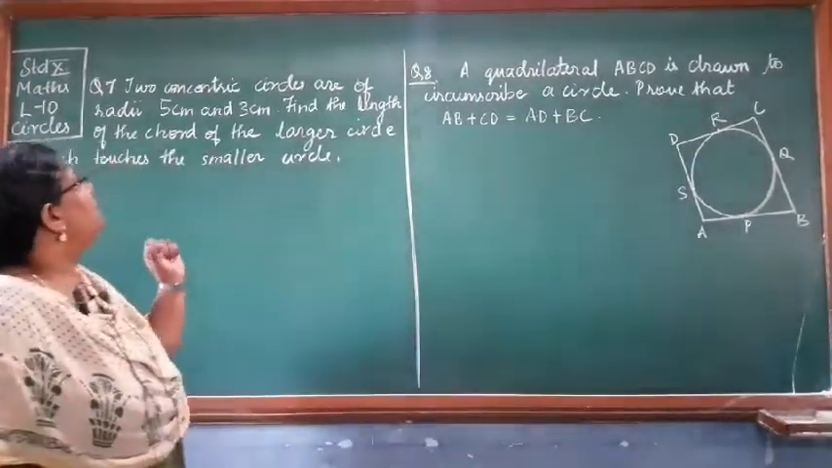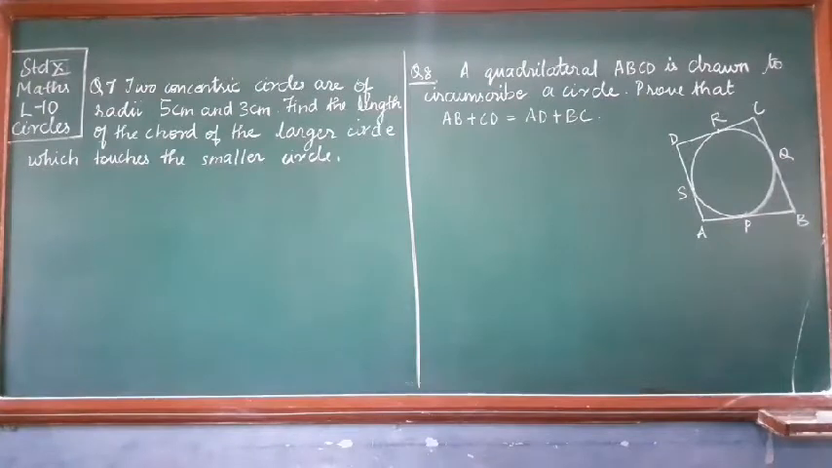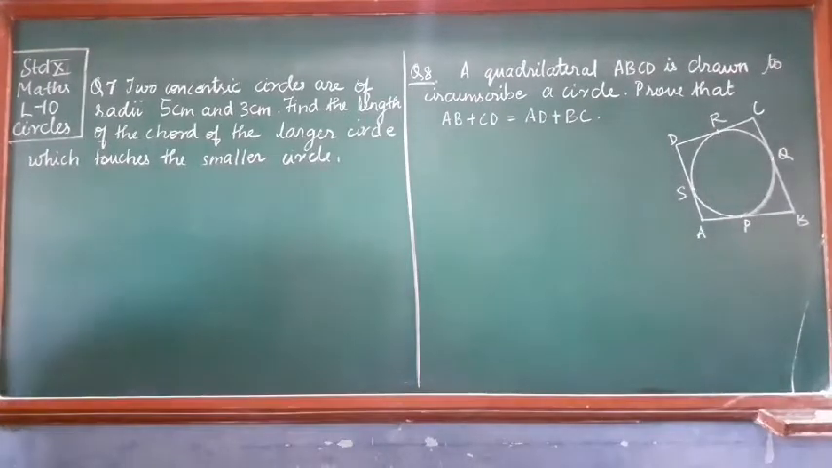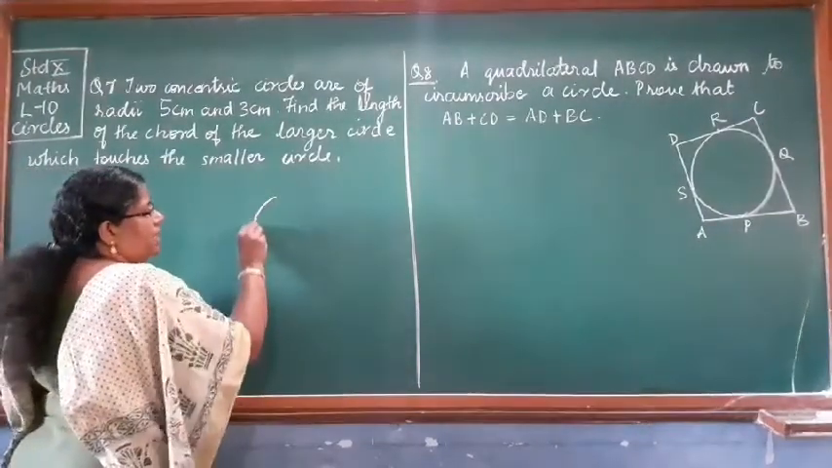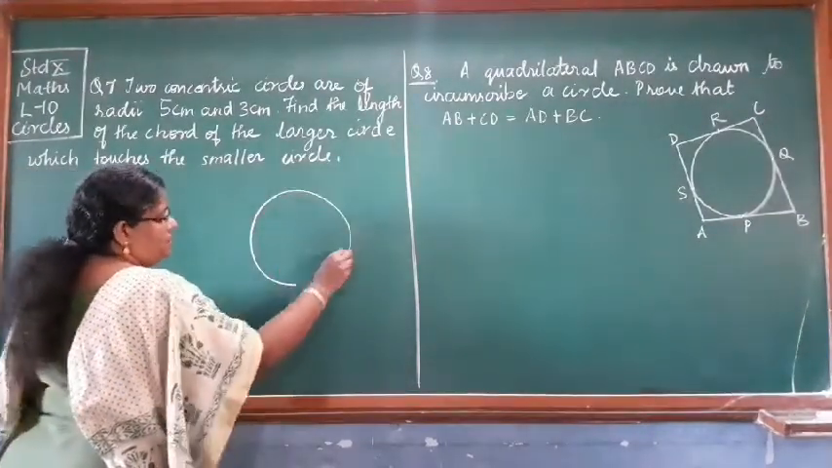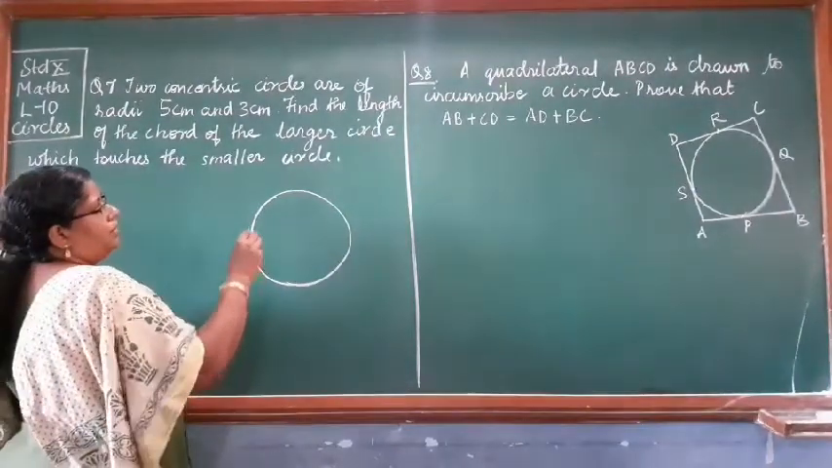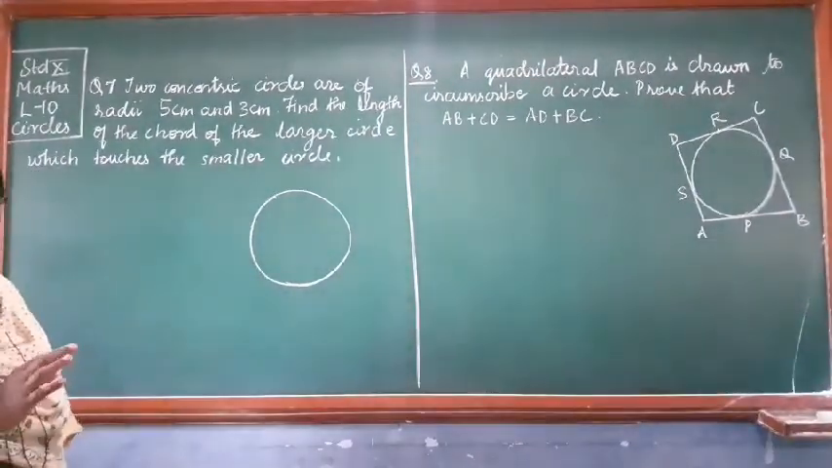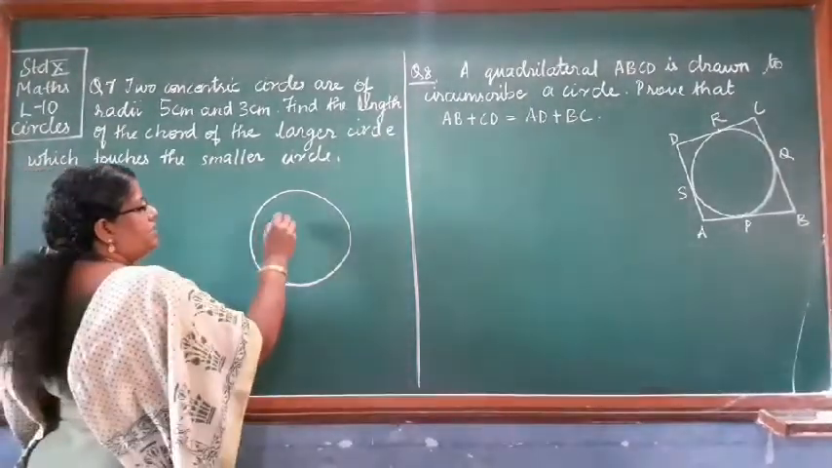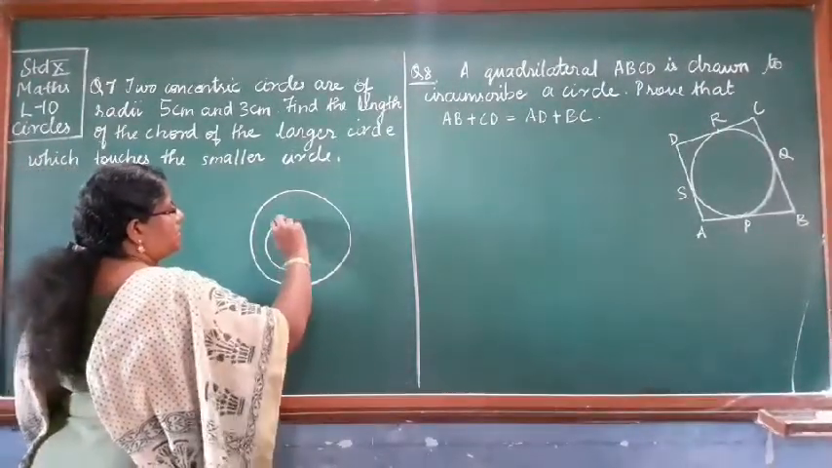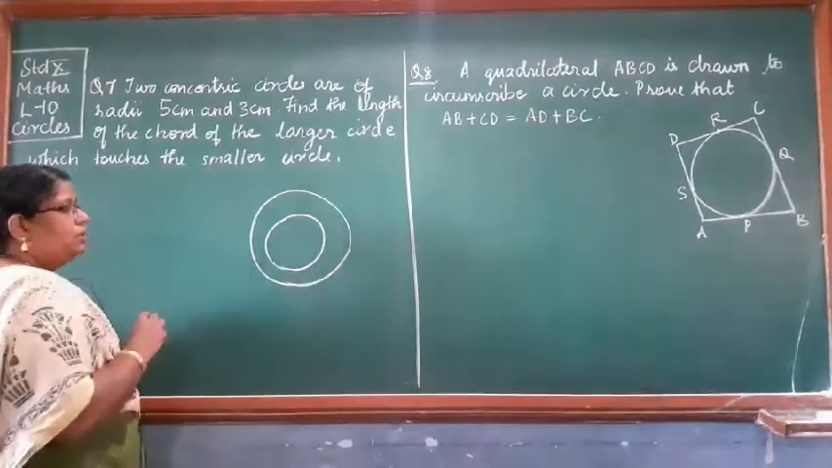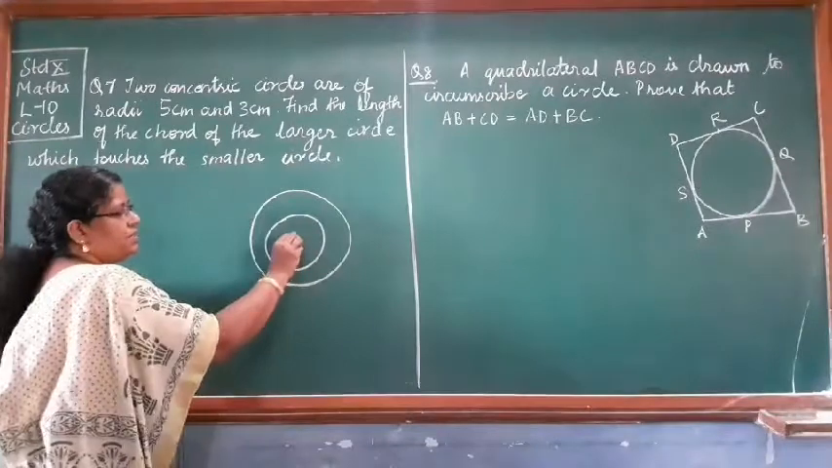Now we come to question number 7. Question number 7 says that two concentric circles are of radius 5 and 3 cm. Find the length of the chord of the larger circle which touches the smaller circle. This type of question we have done in an example. This question is simpler. Concentric circles are mentioned. What are concentric circles? Where you find the center remains the same for 2 or 3 circles. Here we are talking about 2 circles, which have the same center.